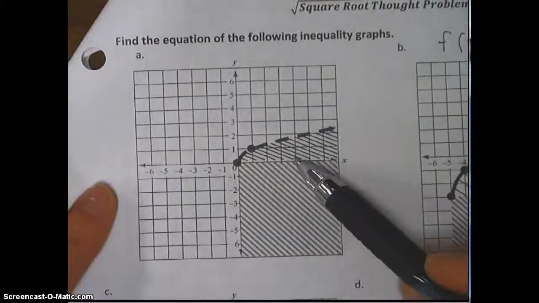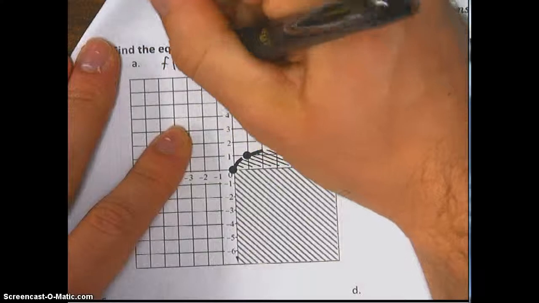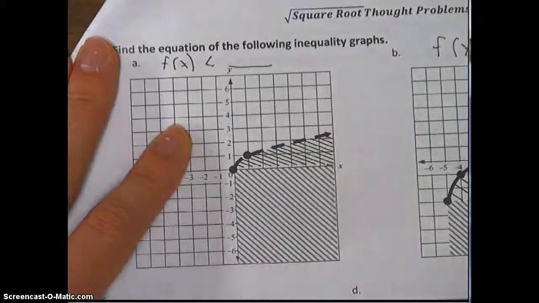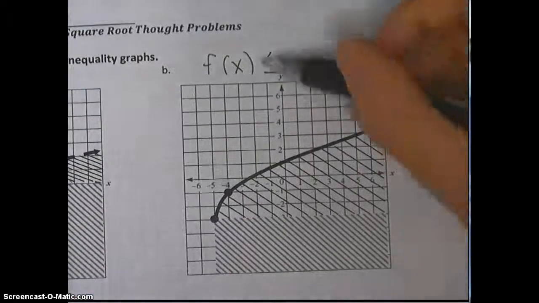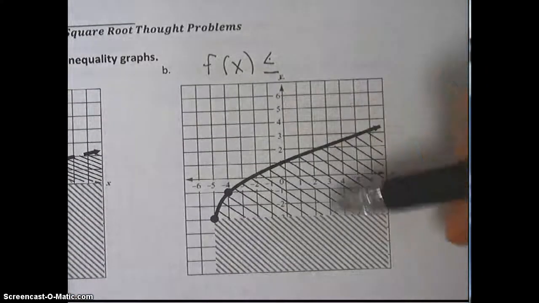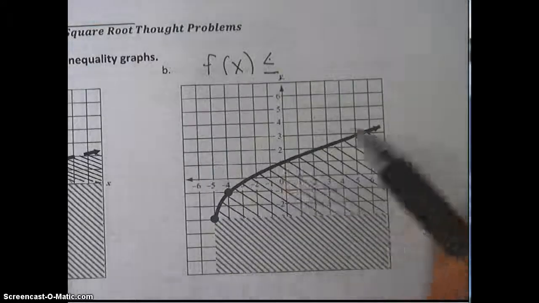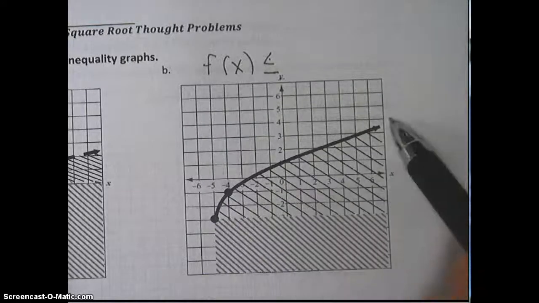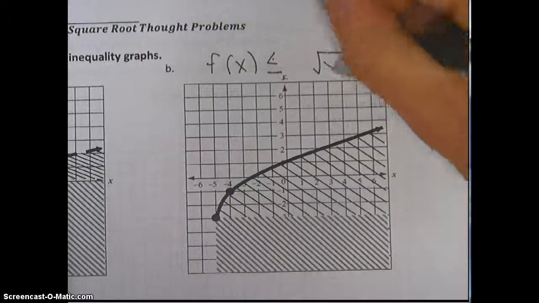Over here where it's shaded below and it's a dotted line, that's going to be f of x is just less than something, because it's a dotted line. But since this is a solid line, it's f of x is less than or equal to something else. The question is, what's that something else? Well, hopefully you can see it's a square root function. That's pretty obvious. So I'm going to put the square root here, square root x something.